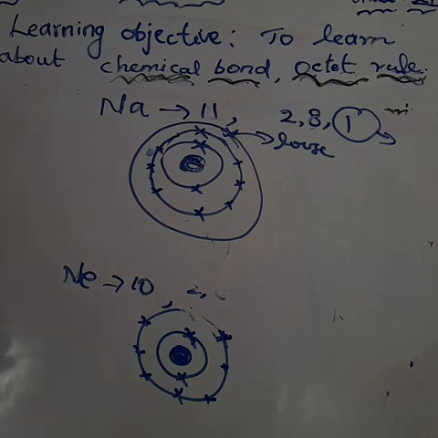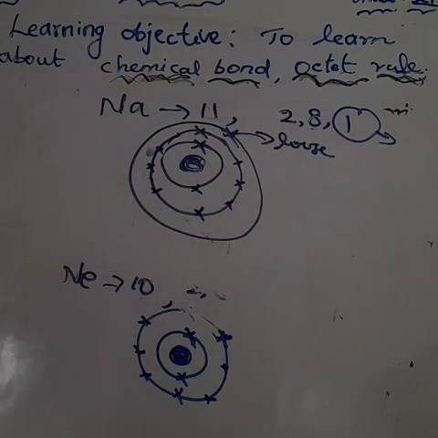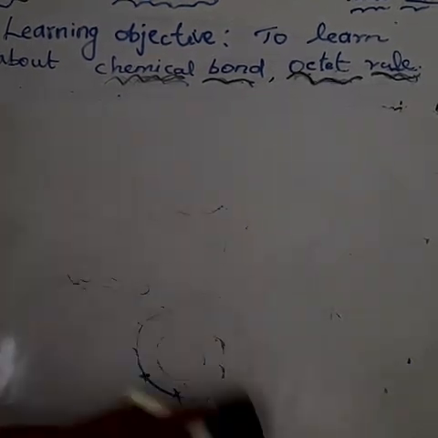So when the sodium atom loses this outermost electron to another atom, a force of attraction is formed between them. This force of attraction we call a chemical bond. Understood? So these are about the chemical bond.